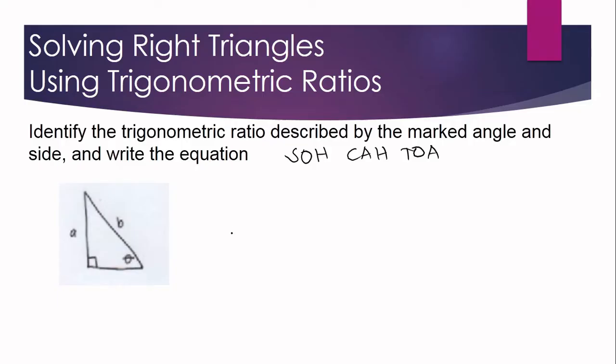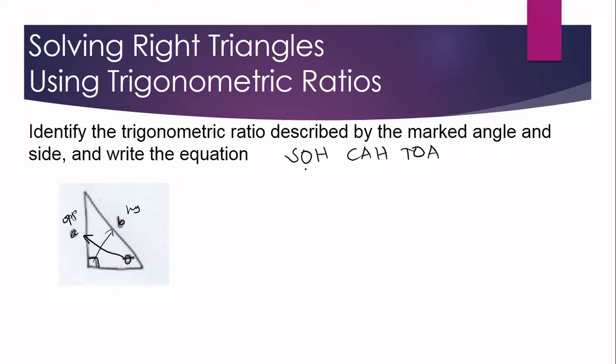Let's have the first one. Our acute angle here is theta. If you look at the marked angle and marked side, what ratio are we referring to, and we have to write the equation. This is our marked angle theta, and as you can see here, the given sides are A and B. In relation to theta, side A obviously is our opposite side, and opposite the right angle is side B, which means that side B is our hypotenuse. So side A is our opposite and side B is our hypotenuse.